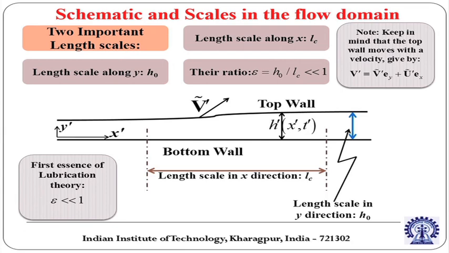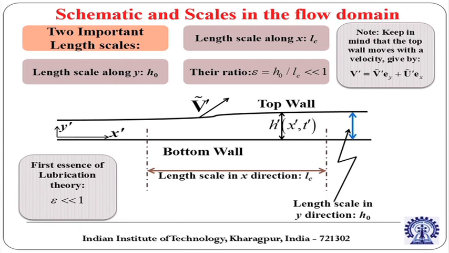Let us consider this example where the top wall moves with a velocity relative to the bottom wall, and that velocity may be arbitrary, with velocity components along x and y. So, the situation is two dimensional, and one of the important hallmarks of this arrangement is the existence of a physical small parameter. In this case, the small parameter is the ratio of the transverse length scale to the axial length scale.